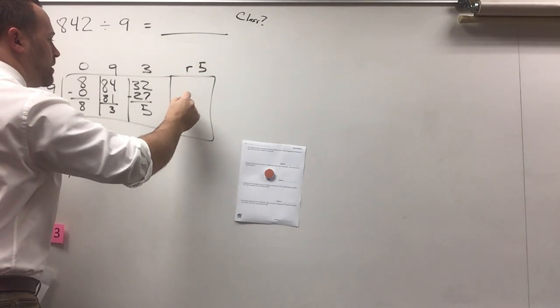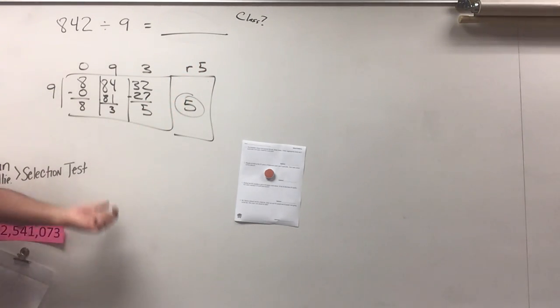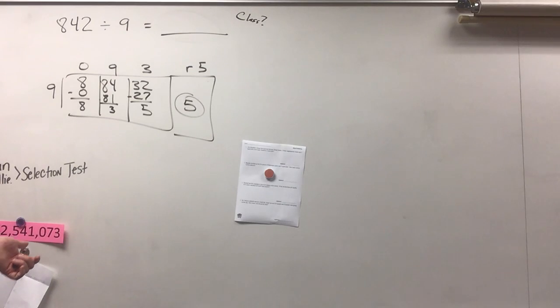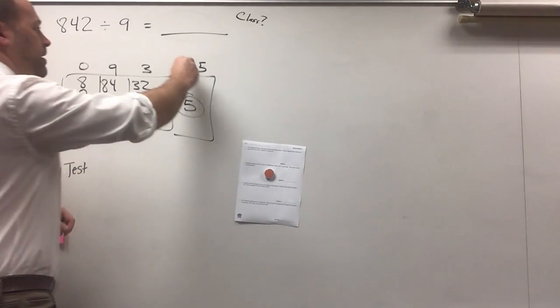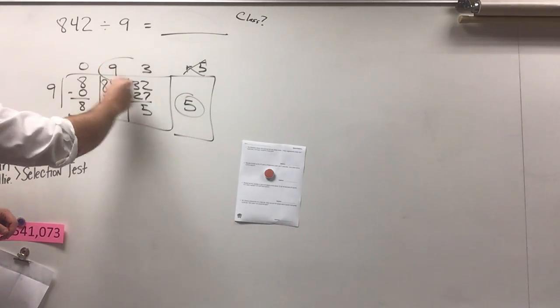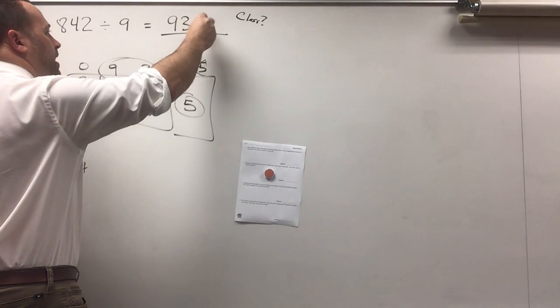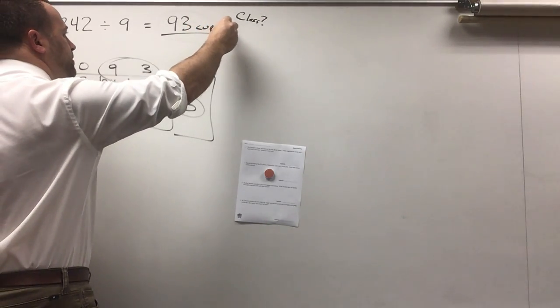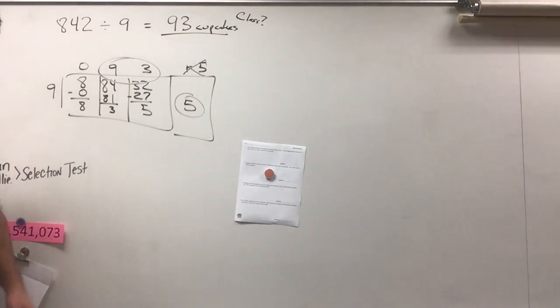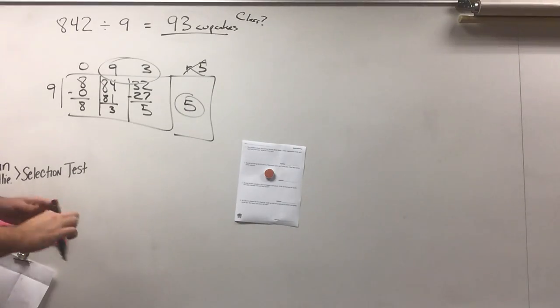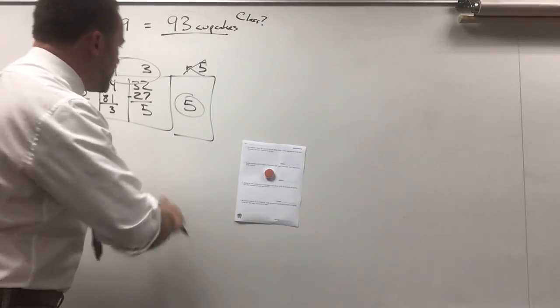Now remember, the answer is not always the answer. Do they want to know how many cupcakes are left over? No, they don't want that. They want to know how many cupcakes each class gets. So I've got to put my number here, and I've got to label it. Okay? That's the answer that we want, the quotient, not the remainder.